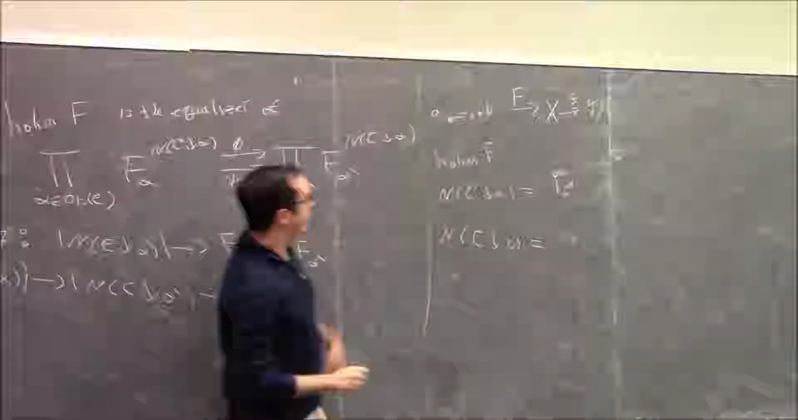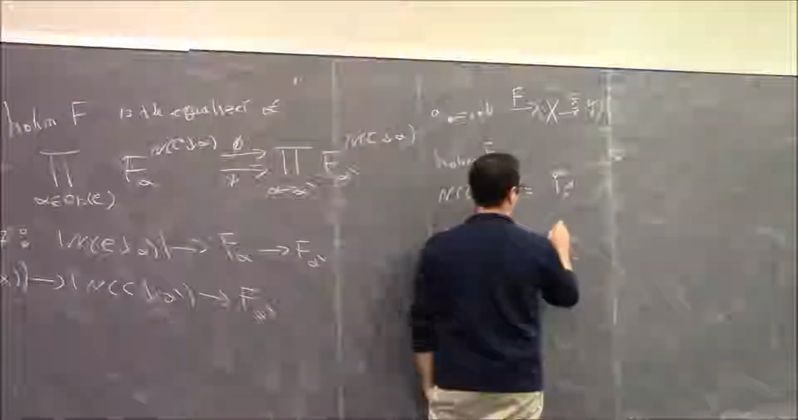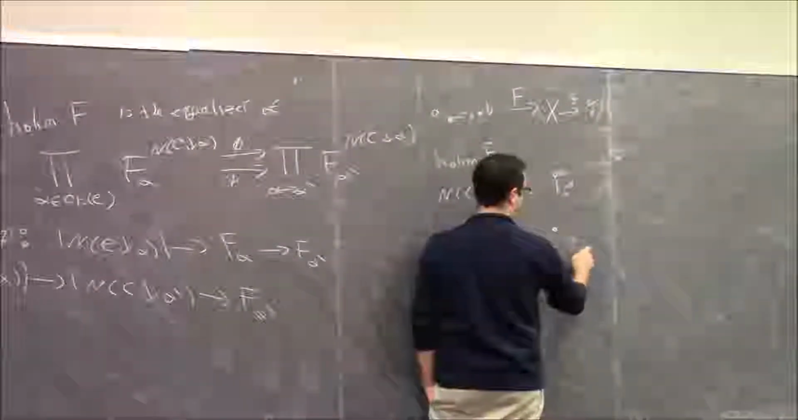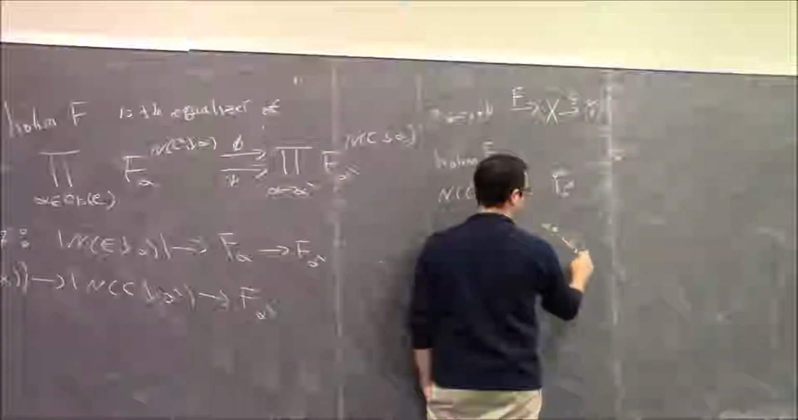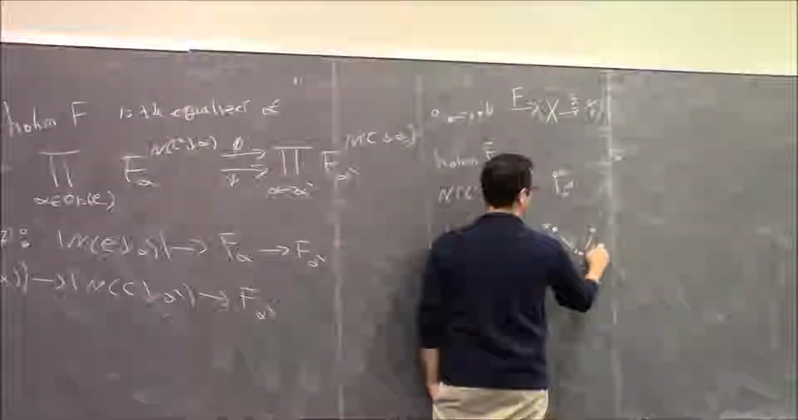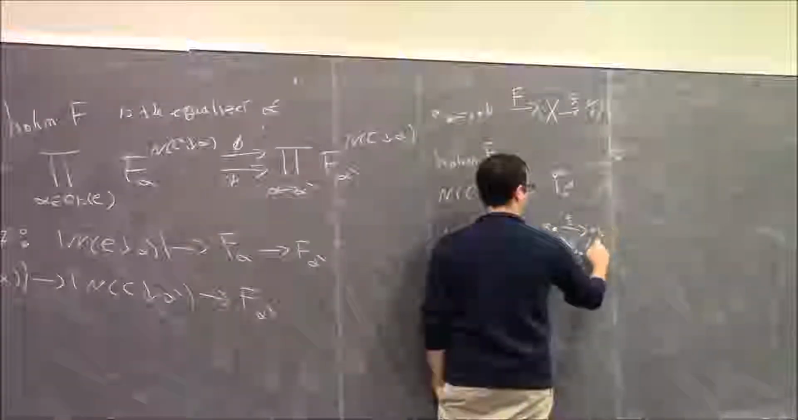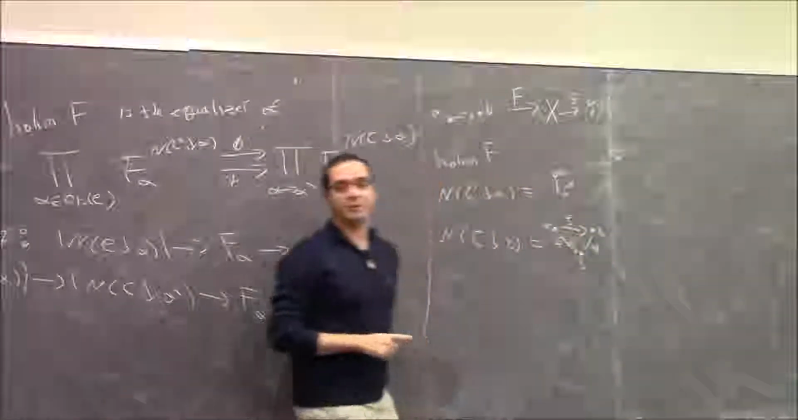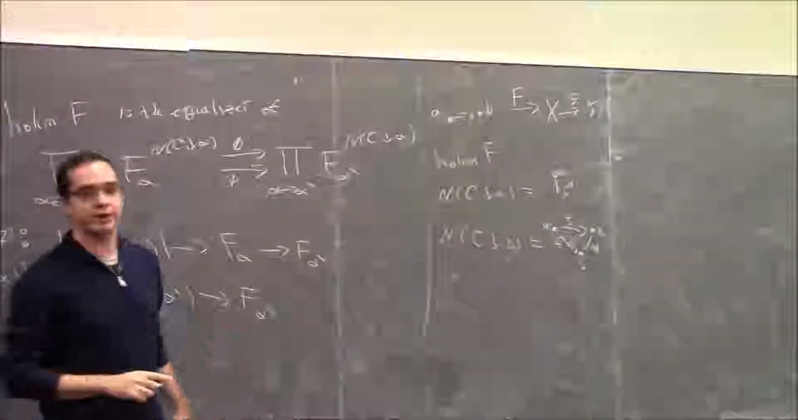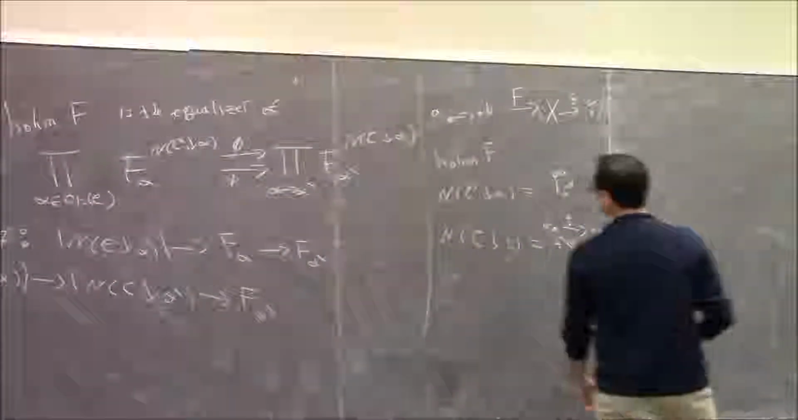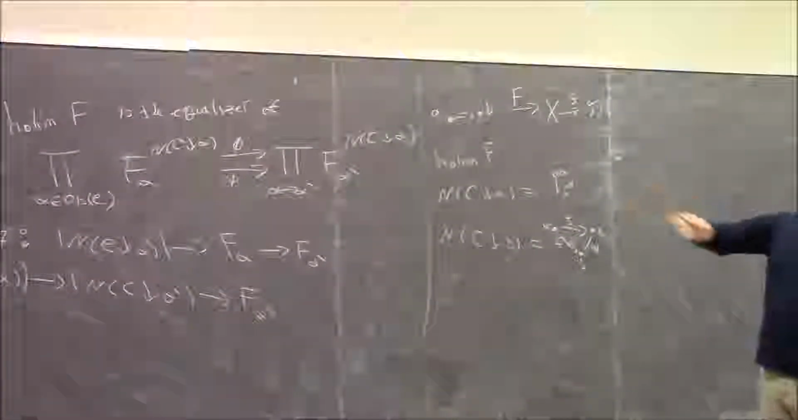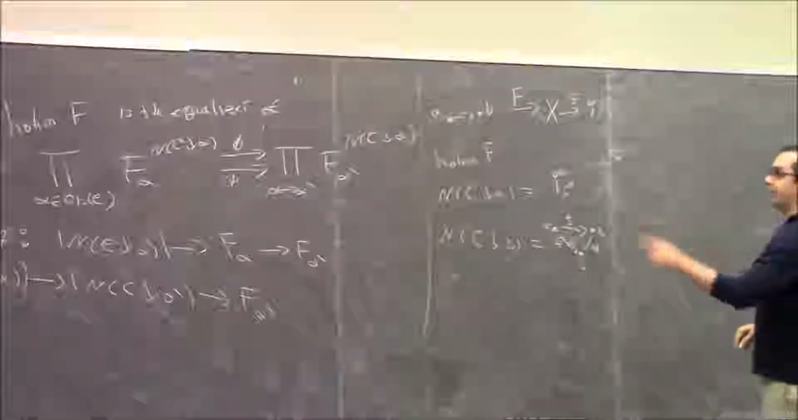On B, we have two elements. We have A to B, and then we also have B to B. And there's a map between them, so we get an interval there. Okay, so let's take a look at our product then.